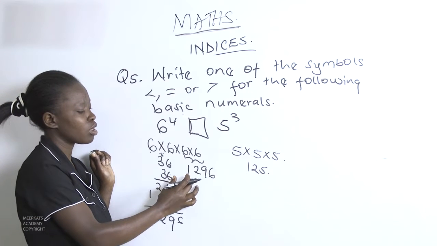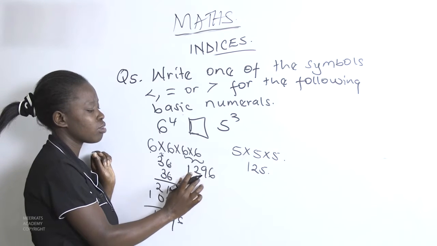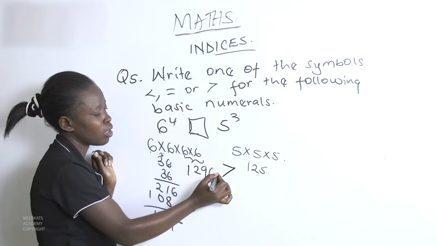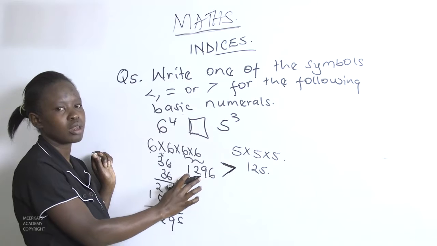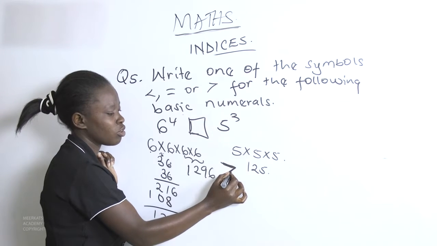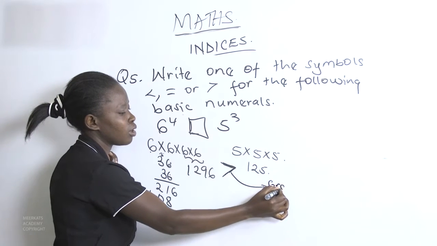125. So we get 1296 and 125. This number is bigger than this. So it means that the sign that is between them is that 1296 is greater than 125. So this sign simply means that this is greater than.